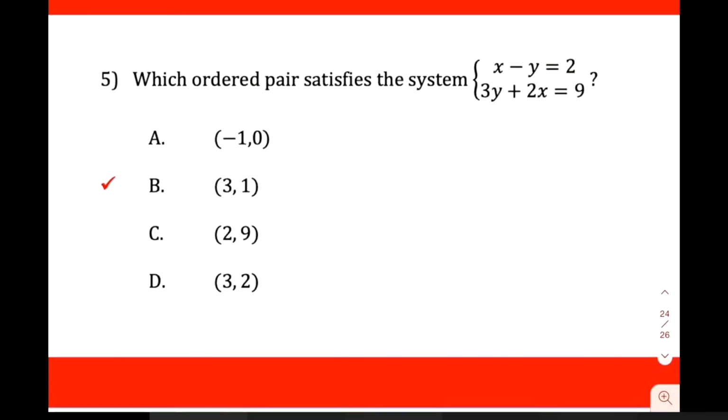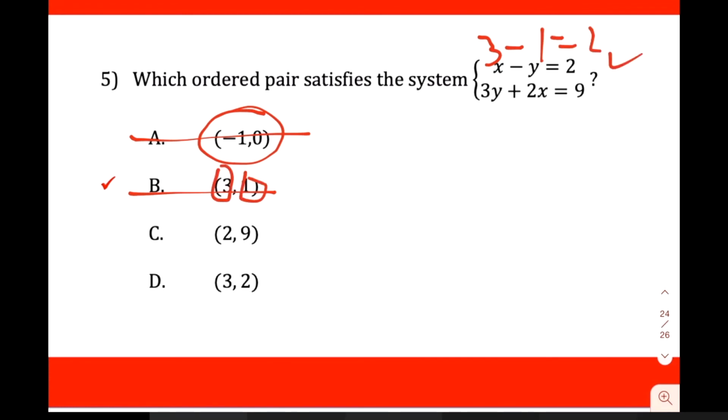Which ordered pair satisfies the system of this? You can solve it, you can substitute. For example, you take this ordered pair and you substitute here. Minus 1 for x. And 0 for y. Minus 1 minus 0 is not 2, so it's not A. You go to B. If you substitute, in this case, I advise you to substitute. So 3 minus 1. 3 for x, 1 for y. 3 minus 1 equals 2. It verifies the first one. Make sure it verifies both of them. Verifies the system.